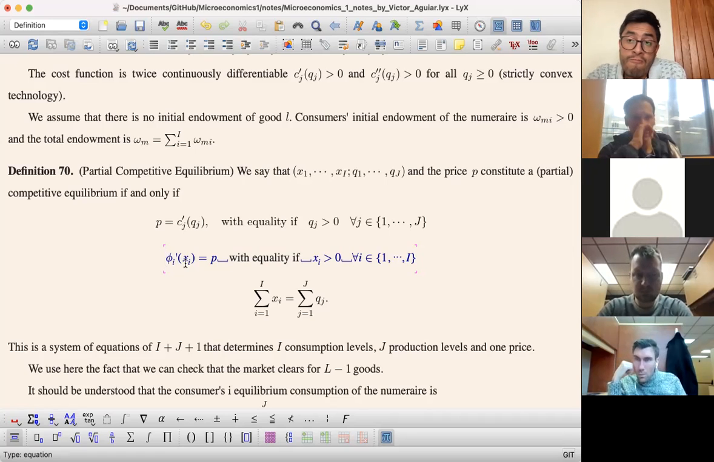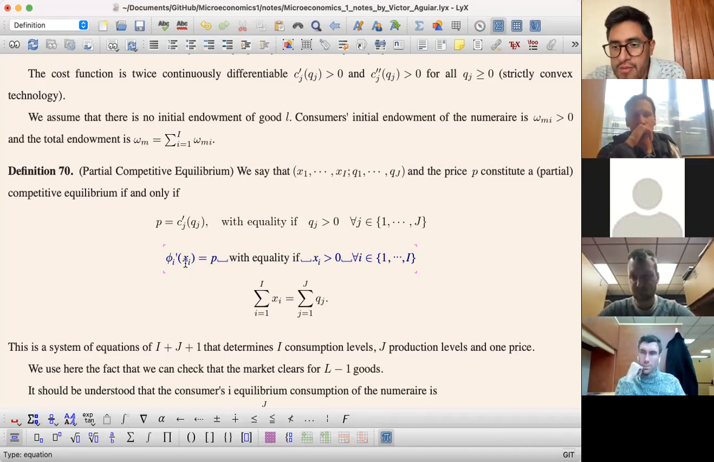And then finally, market clearing: everything that you consume is equal to everything that you produce. And why is this usually omitted from your graphical analysis in undergrad? Because you just have one consumer and one producer, right? So this is trivial, but when you have many consumers and many producers, then you have to keep track of all of them. So this allows me to keep track of them.